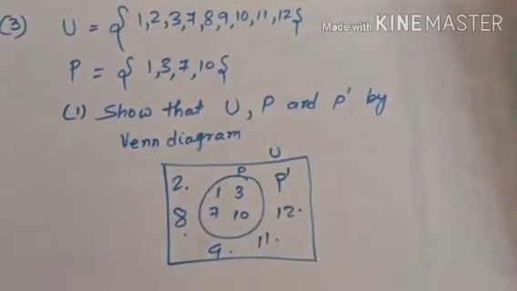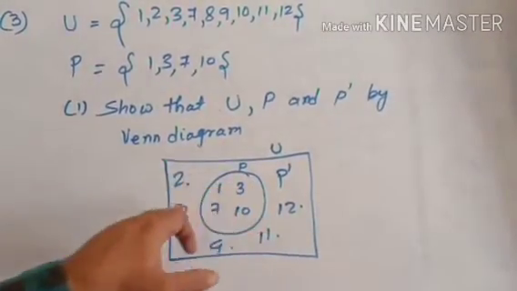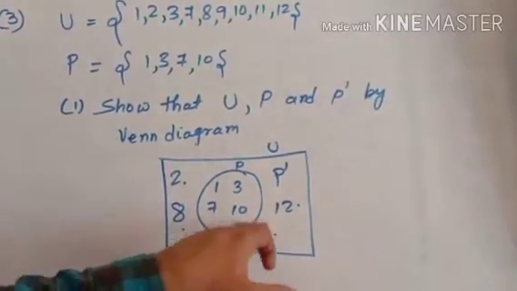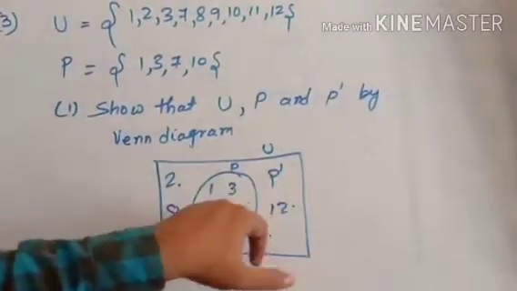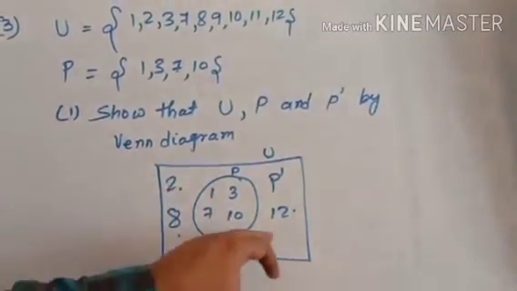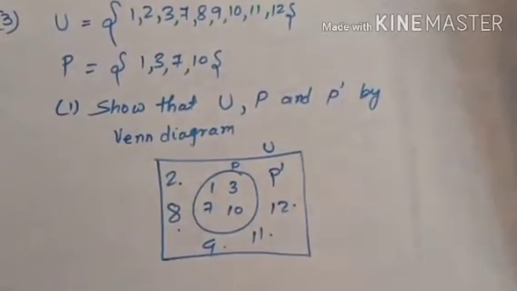So our presentation is completed. U is what? 1, 2, 3, 7, 8, 9, 10, 11, 12. P is what? 1, 3, 7, 10. And P complement is what? 2, 8, 9, 11, 12. We represent all three in one diagram.